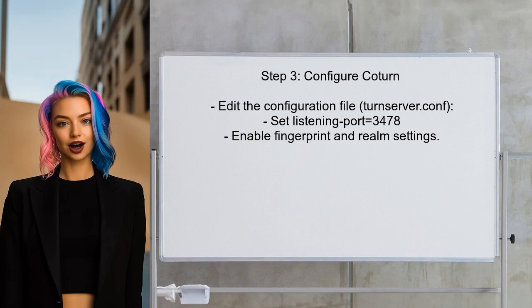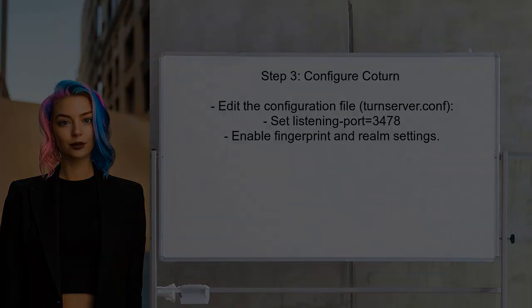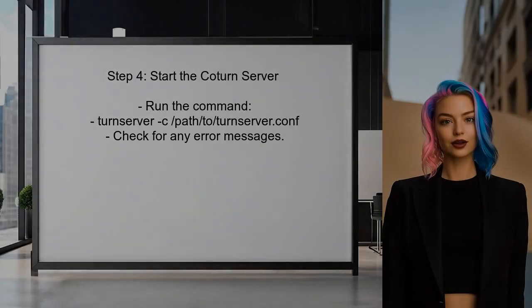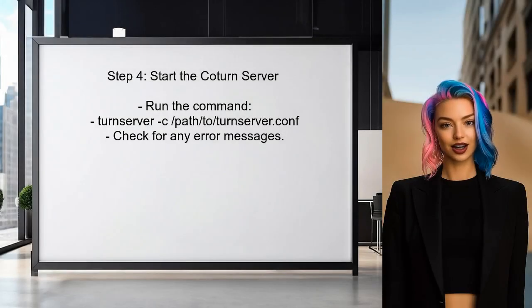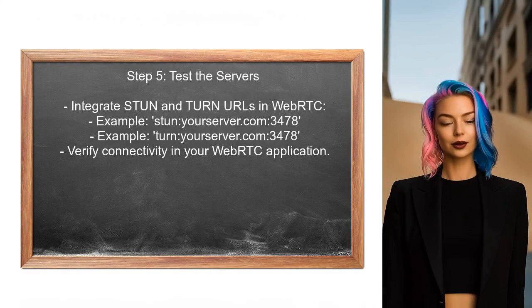This involves editing the configuration file to set up the listening ports and authentication methods. Now, the user can start the CoTurn server. This is typically done by running a command in the terminal. The user should ensure that the server is running without errors. Finally, the user should test the stun and turn servers using a WebRTC application. This can be done by integrating the server URLs into the WebRTC configuration and verifying connectivity.